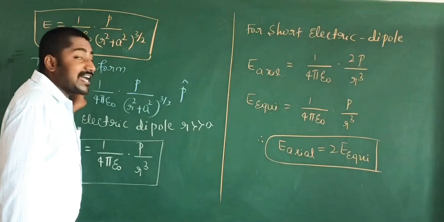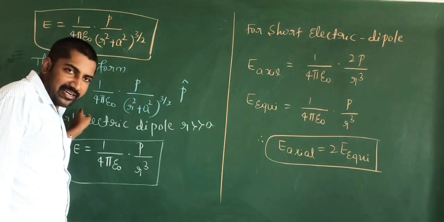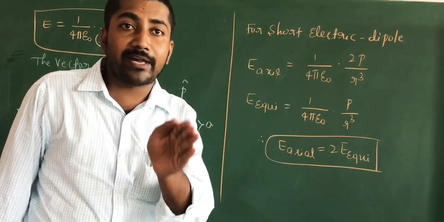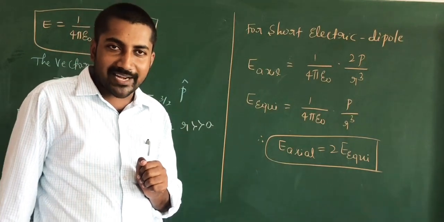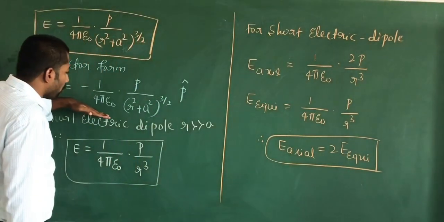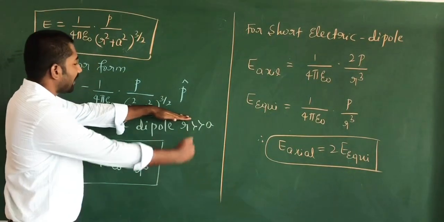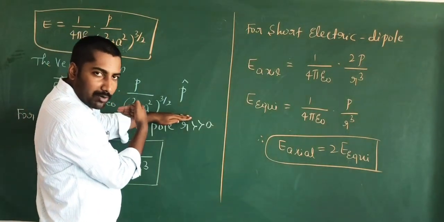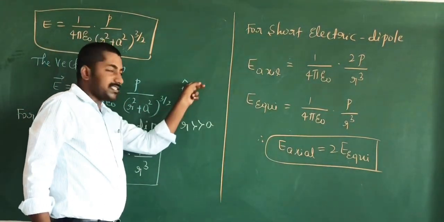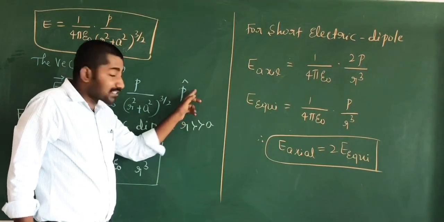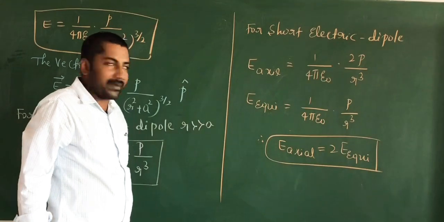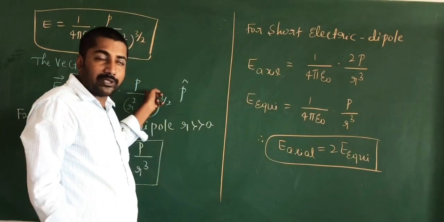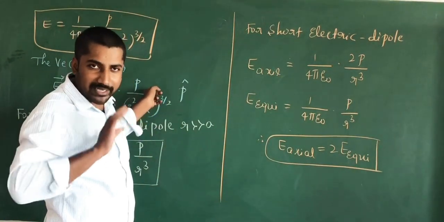Here the negative sign indicates that the electric field is anti-parallel to the direction of the dipole moment. Suppose the dipole moment is in this direction. The electric field is on this side, anti-parallel to the direction of the dipole moment. Here, this is unit vector P, which indicates the direction along the dipole moment. This is the expression for the electric field at a point on the equatorial line of a short electric dipole.